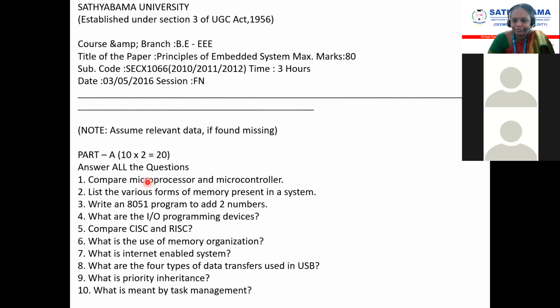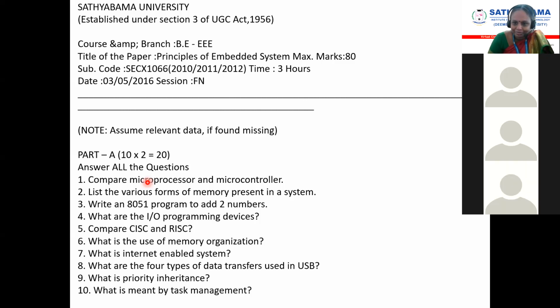Ma'am, bit handling instruction is less in microprocessor. In microprocessor, we don't have any bit related instructions, but in microcontroller we have such instructions. Okay, that's good. One important point is microprocessor has less number of registers, ma'am. Microcontroller has more number of registers. Yeah, that's true, because we don't have a bank register in microprocessor.